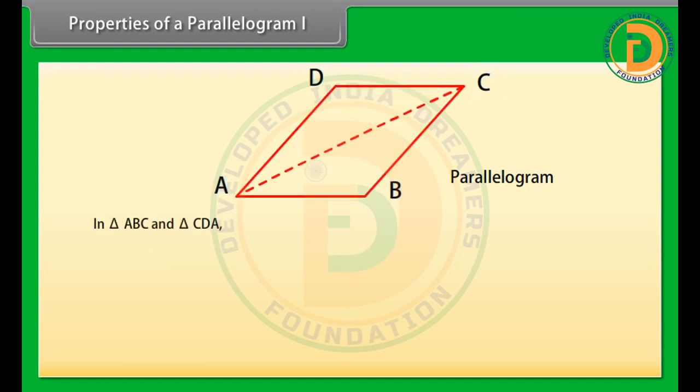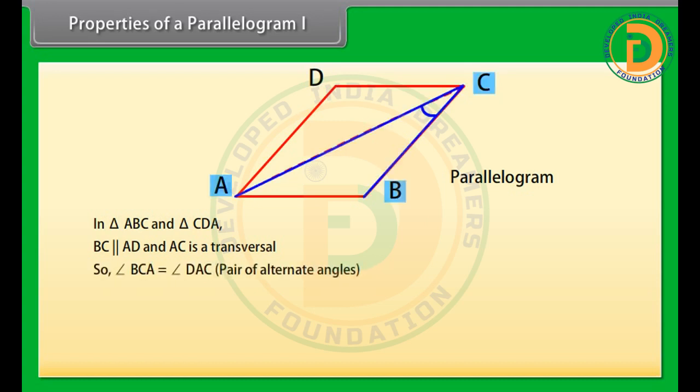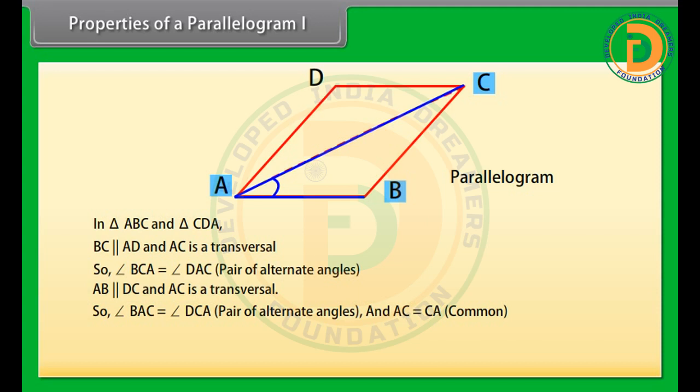We can see that in triangle ABC and triangle CDA, BC is parallel to AD and AC is a transversal. So, angle BCA is equal to angle DAC because these are pair of alternate angles. Also, AB is parallel to DC and AC is a transversal. So, angle BAC is equal to angle DCA because these are pair of alternate angles, and AC is equal to CA because this is common in both the triangles.